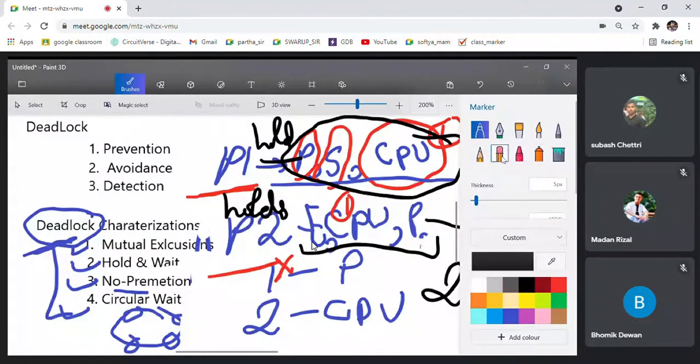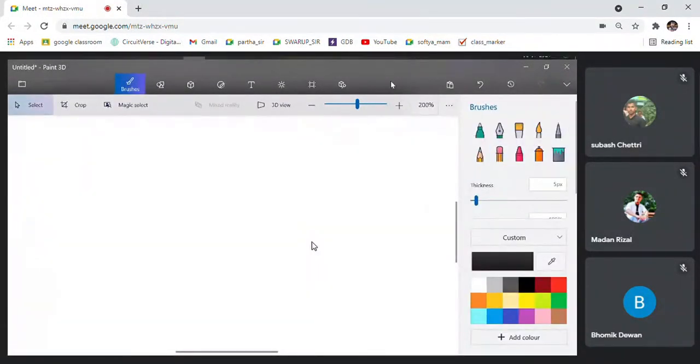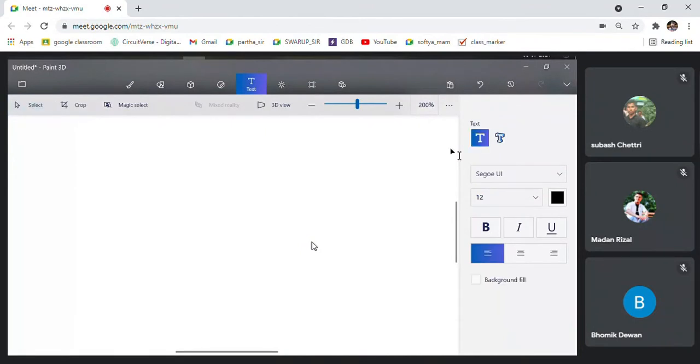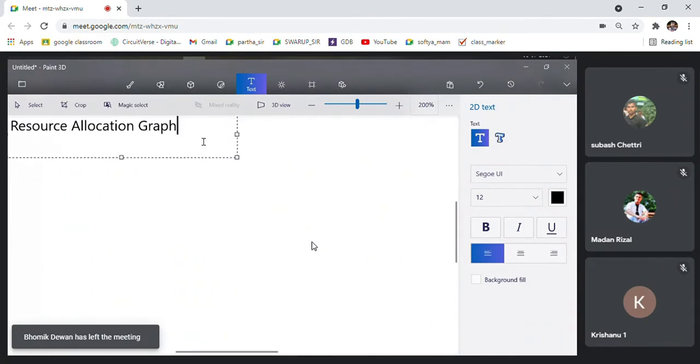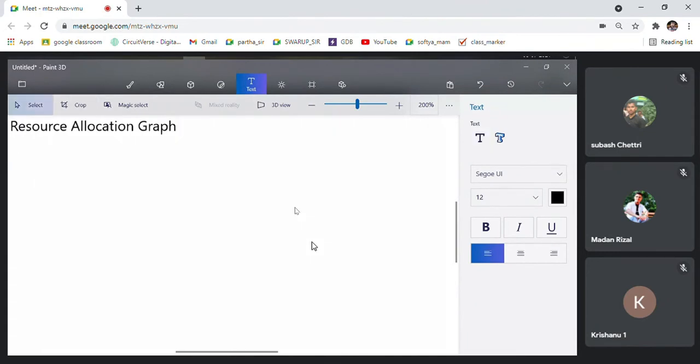Okay, so the next topic of the day is the resource allocation graph. Okay, a resource allocation graph is a type of graph that is used to keep a record of how many resources are there, and how many copies of each resource are there.